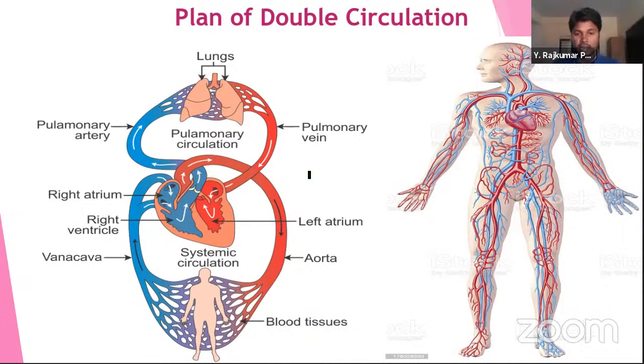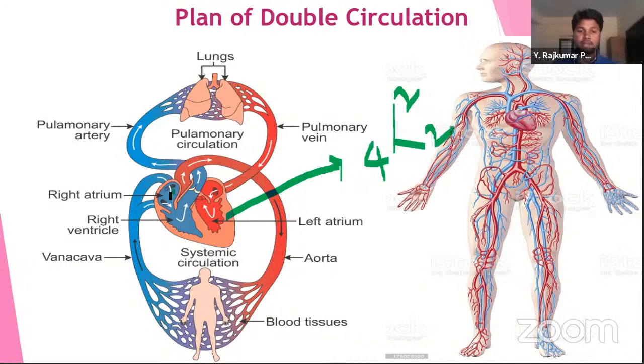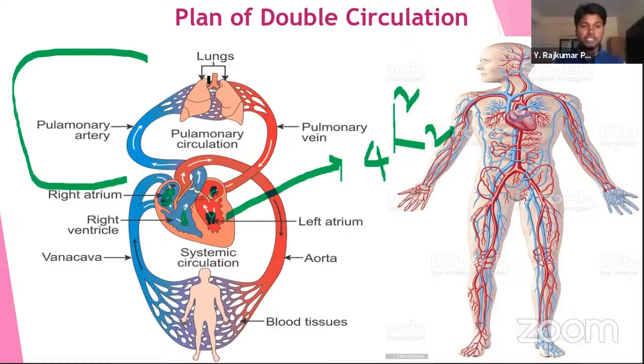You can see here, this is the heart of the human body, which has four chambers, okay, two atria and two ventricles. Here you can see this is the right atrium, this is left atrium, right ventricle and left ventricle. So why is it called double circulation? Because there are two circulations here. The pulmonary circulation, which is between the lungs and the heart. There is a systemic circulation, which is between the heart and all the body parts. Okay, so blood is going through the heart two times, hence it is called a double circulation.